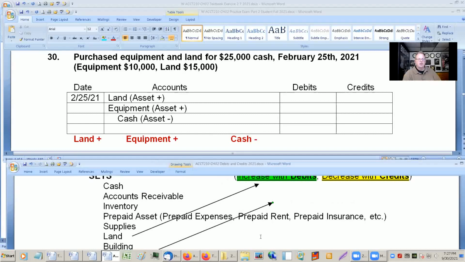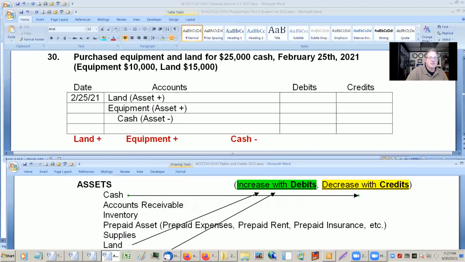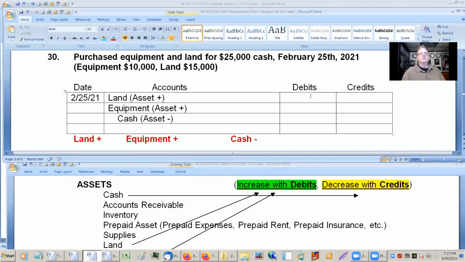It almost lined up with it. So land and equipment are both going up. And cash. Making a mess out of this one. All right, so cash is going to go, so this will be a debit, and credit. Credit. So equipment is, well, I got these in different order. I put land first. If you put equipment first, it'll be 10,000. So equipment is 10,000.